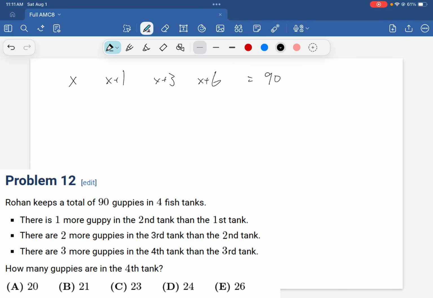And we're given that the total is going to be 90. These add up to 90. We add up the x's, we have 4x. We add up the constants, we have plus 10, which means 4x plus 10 equals 90. 4x equals 80, which means x equals 20. So the answer is not A. It's x plus 6 because we're asking for the fourth tank. So 20 plus 6 is going to be 26. So the answer is E.